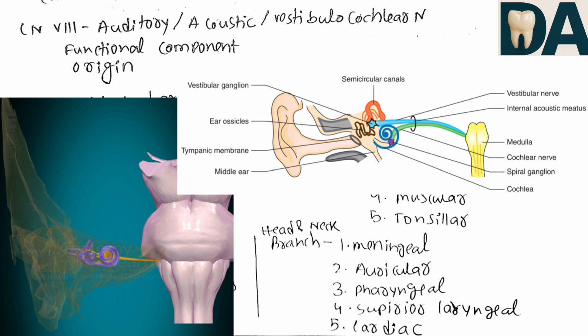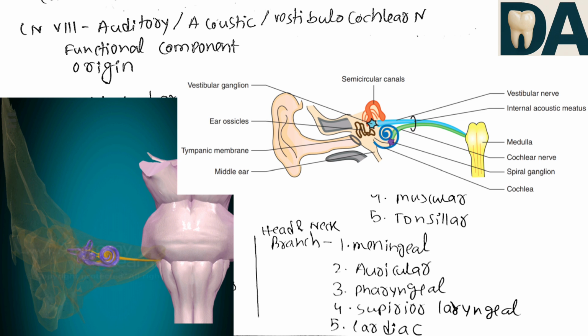Functional components. GSA fiber is responsible for equilibrium and special somatic afferent fibers are responsible for hearing. Origin. The vestibular nerve is the nerve of equilibration. The bipolar neurons which give rise to this nerve are located in the vestibular ganglion. The ganglion is present in the outer end of the internal auditory meatus.